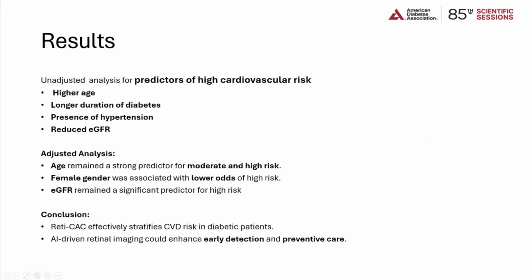For the basic analysis, higher age, longer duration of diabetes, presence of hypertension, and reduced kidney function were predictors of high cardiovascular risk. And for the adjusted analysis, age remained a strong predictor. Female gender was associated with lower odds of high risk.